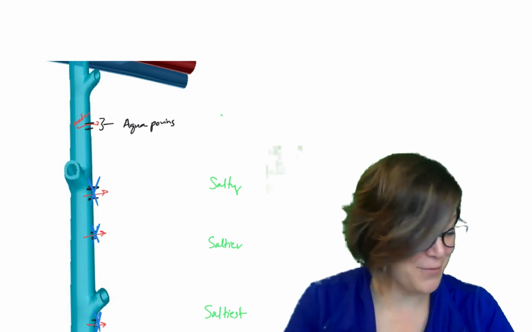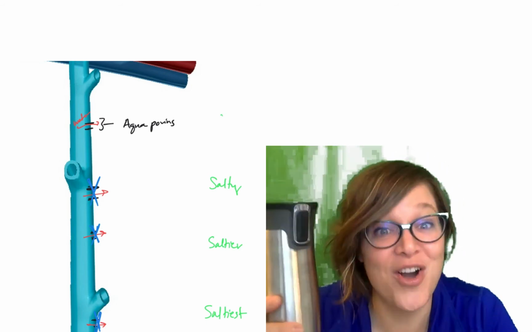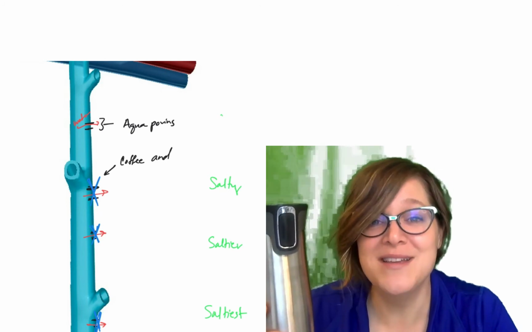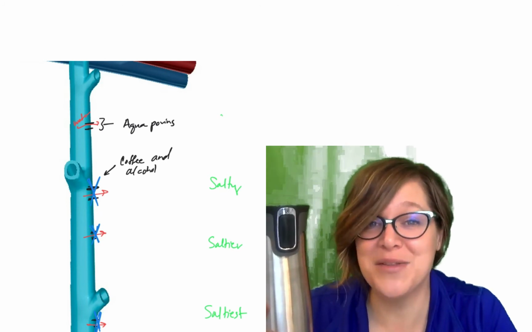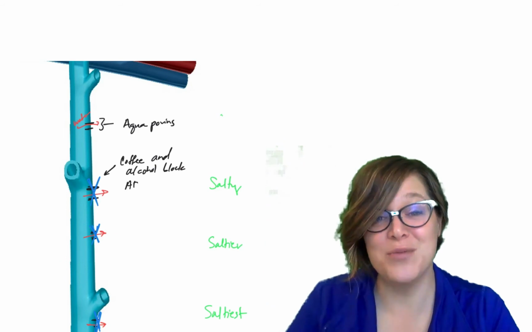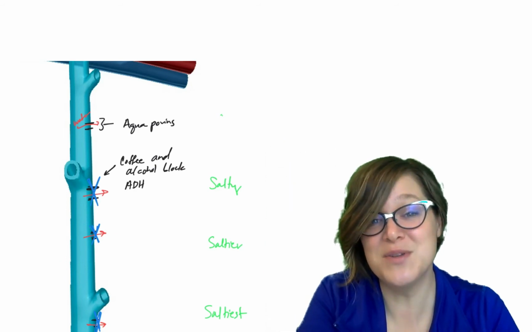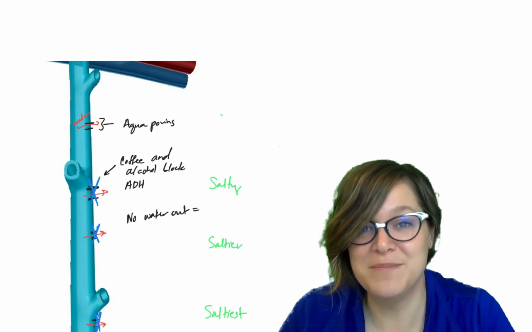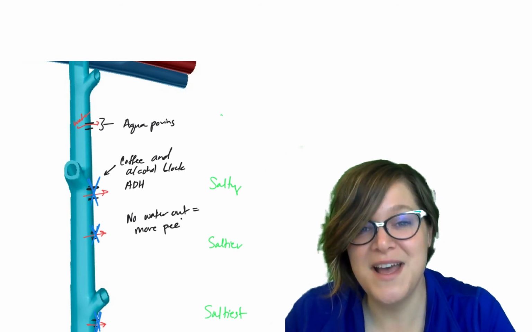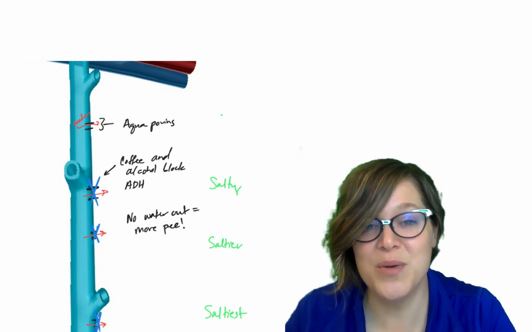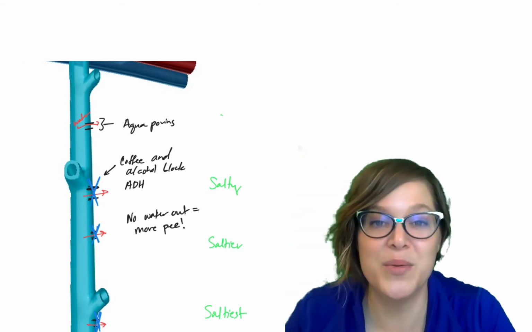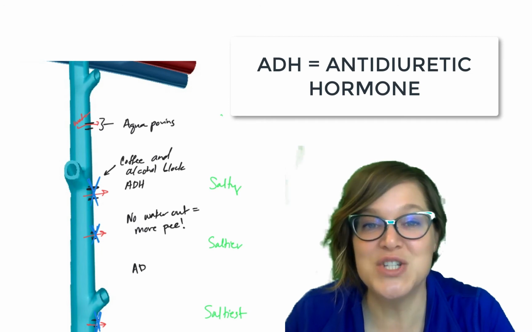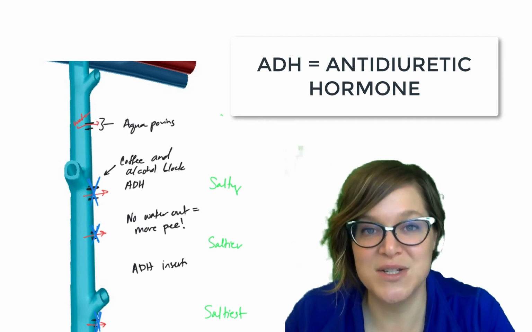If the water can't exit, that means you pee more. Guess what does that? Well, I'll give you a clue. Coffee and alcohol. The two things where if you drink them, you're going to have to visit the bathroom sooner rather than later. It's because you're not reabsorbing that water, and since you're not reabsorbing that water, that means that it's coming out in your urine. This is because those substances block a hormone called antidiuretic hormone, or ADH. And antidiuretic hormone is what inserts those aquaporins into the membrane.